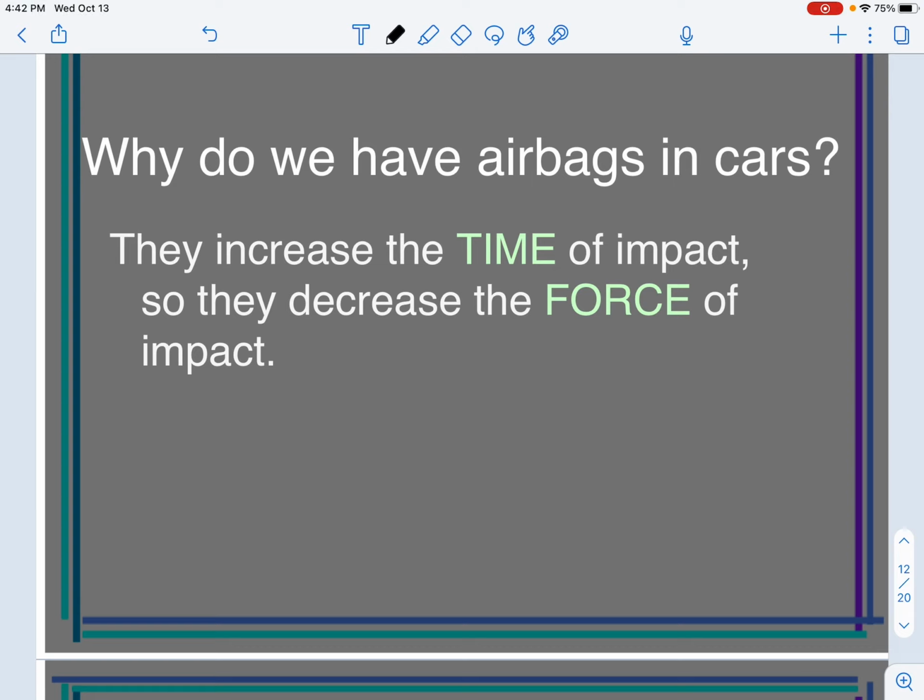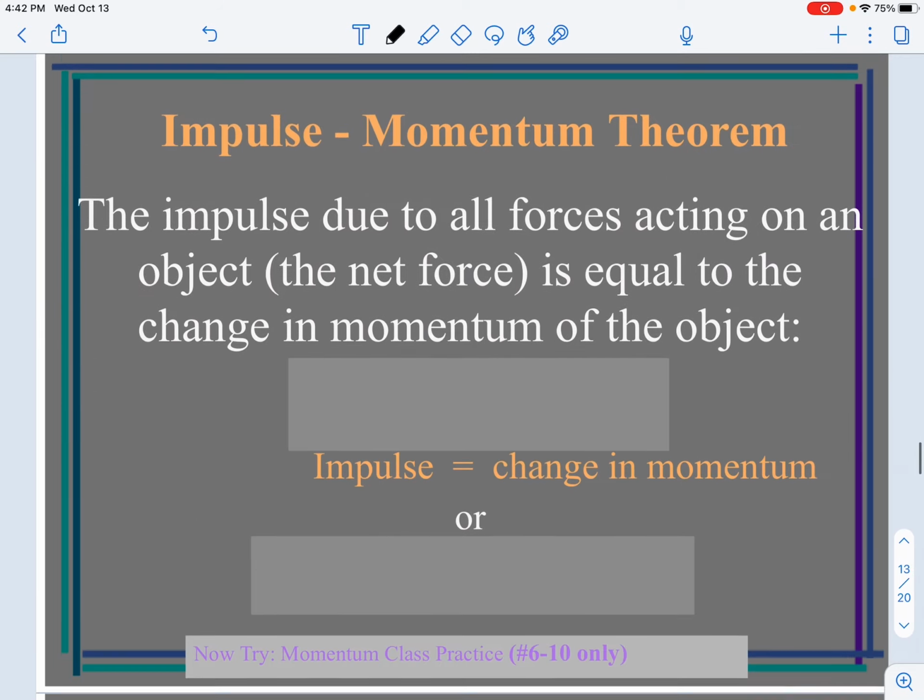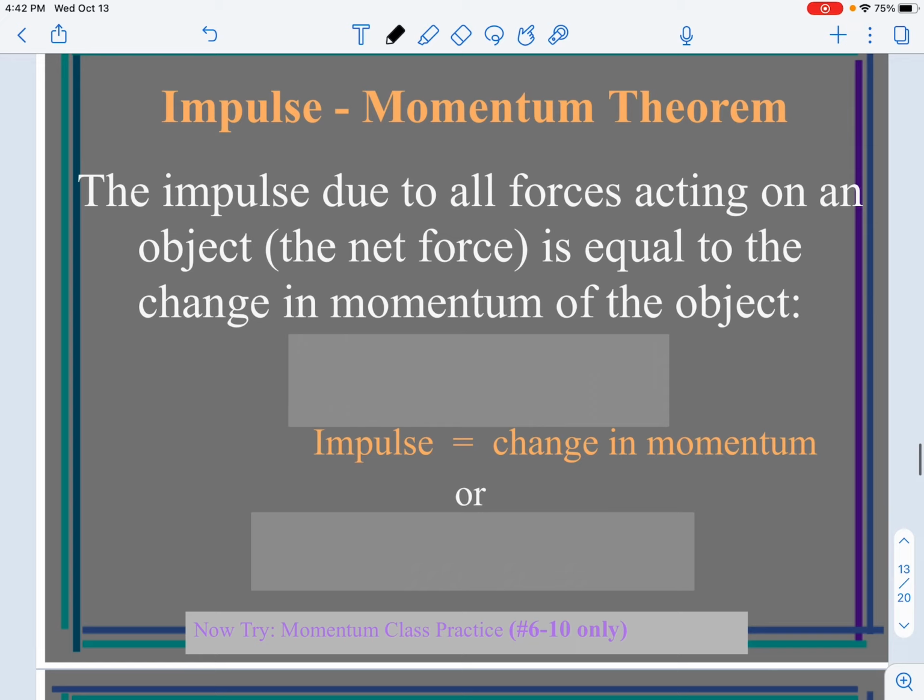If I asked you, could you tell me why airbags are helpful? Why should you wear a seatbelt? It's going to be questions like this pertaining to that relationship between force and time. Okay, so the force is applied for some amount of time, which creates what we call an impulse. The impulse is going to cause the momentum of the object to change.